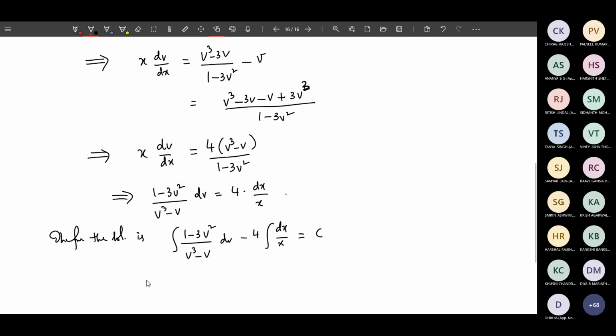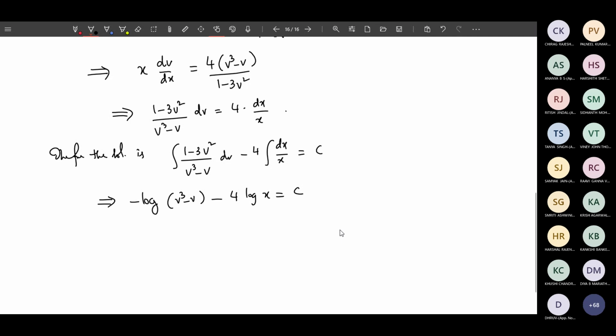Now if you look at the denominator and the numerator in the first term, the derivative of the denominator v cube minus v is 3v square minus 1, but we have 1 minus 3v square, therefore a minus sign, you are multiplying both. In that case we will get minus of log of v cube minus v, minus 4 times log x equal to log k or log c, but it doesn't matter there.